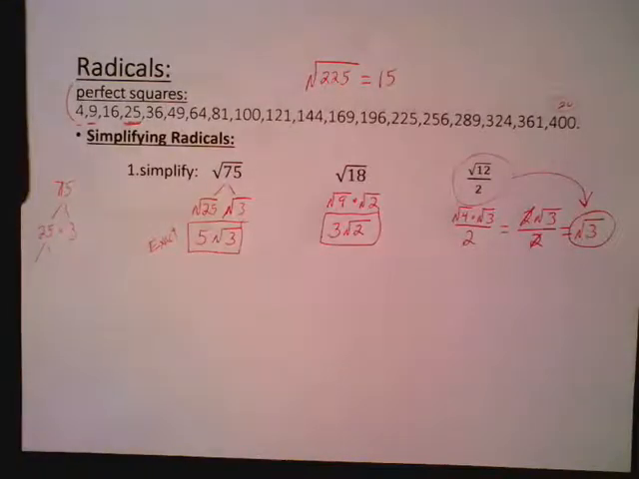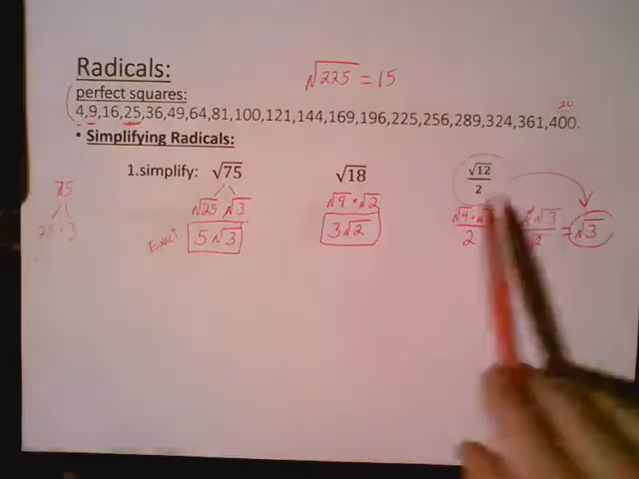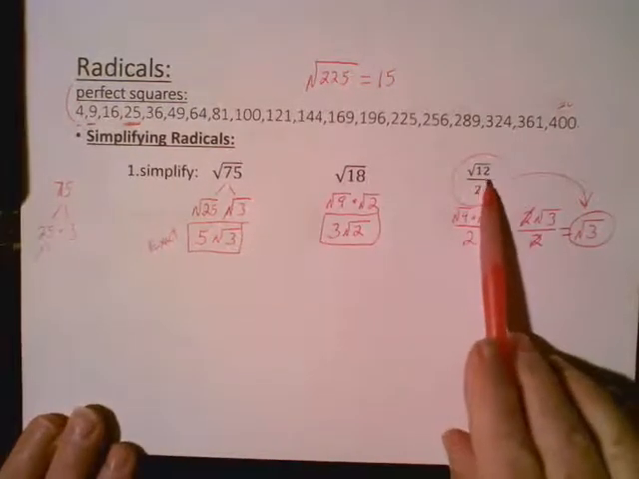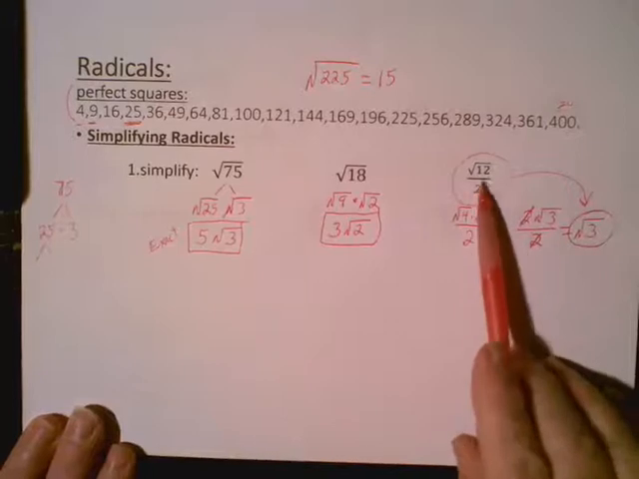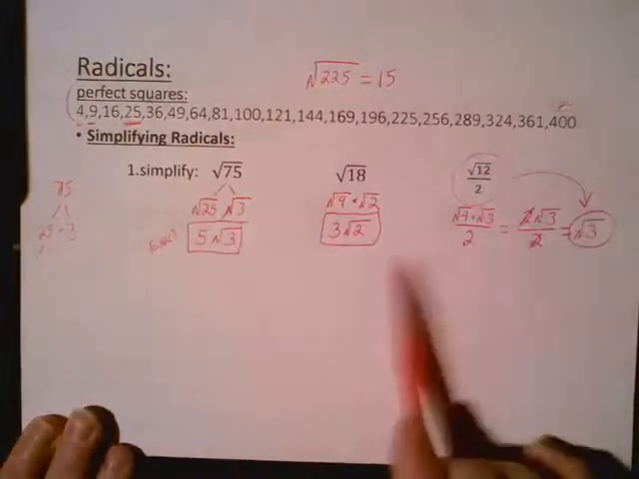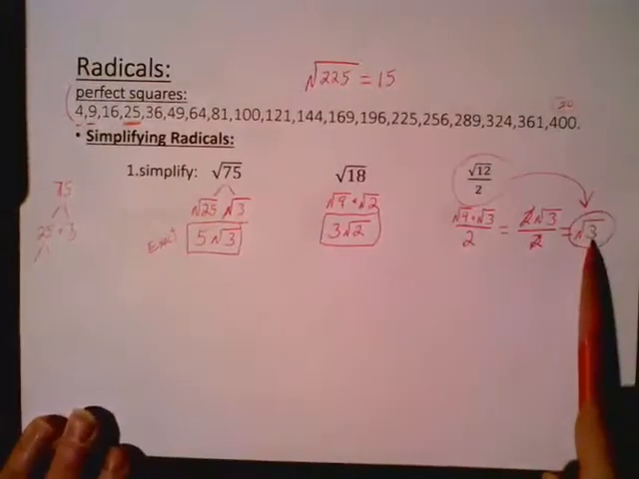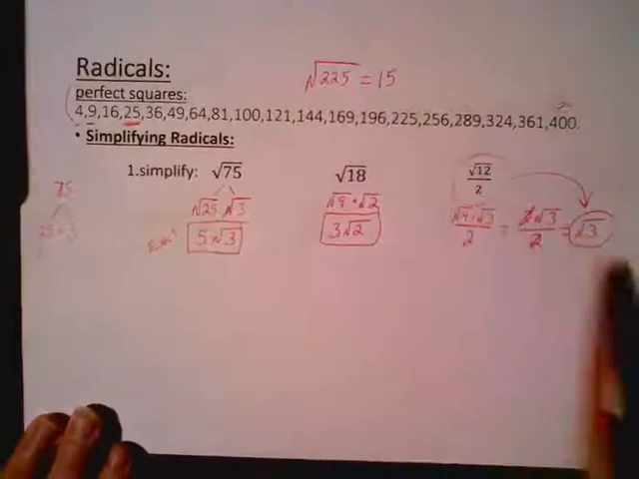So this whole thing simplifies down to just the square root of 3. And if you took your calculator and worked this out, taking the square root of 12 divided by 2 and writing down that answer, and then took the square root of 3, you would get the exact same number.